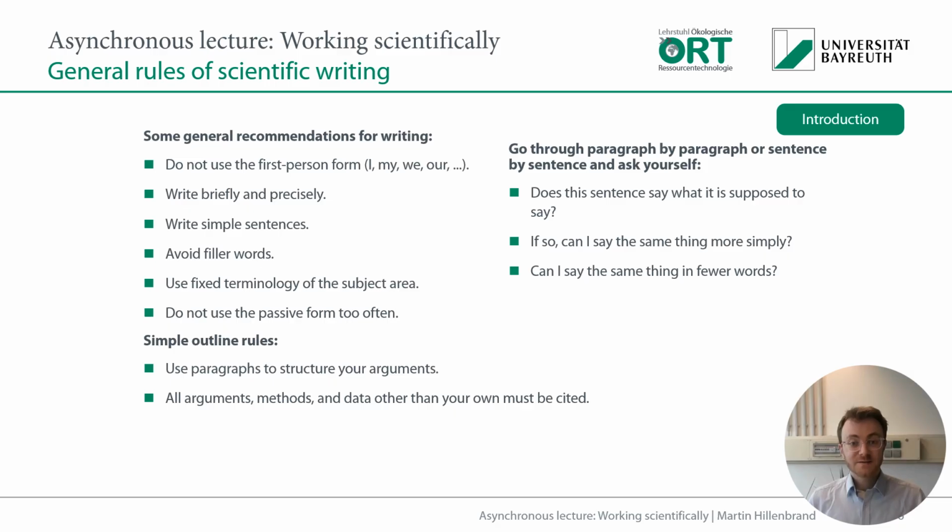Here are some general rules for scientific writing. We will come back to that topic in a later chapter, but I want to give you a brief overview of what is important and why. Some general recommendations for writing: do not use the first person form. So try to omit writing "I did work" or "my work" or "our contribution is." Try to omit it, and that way it's easier to understand and it's good scientific practice.